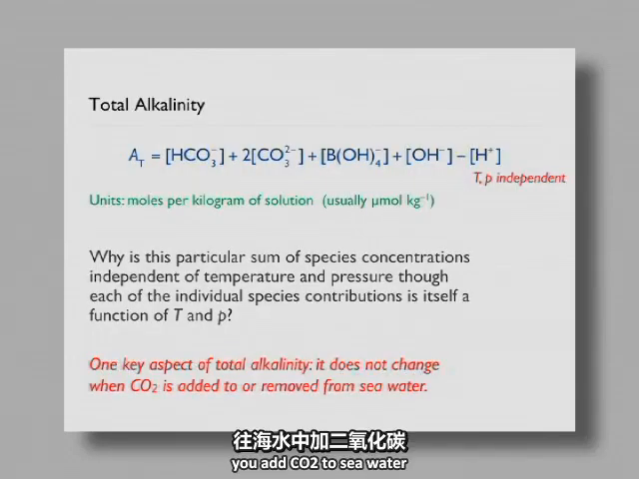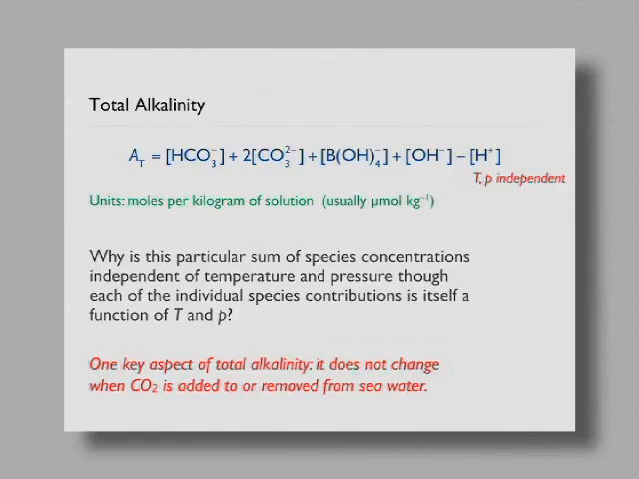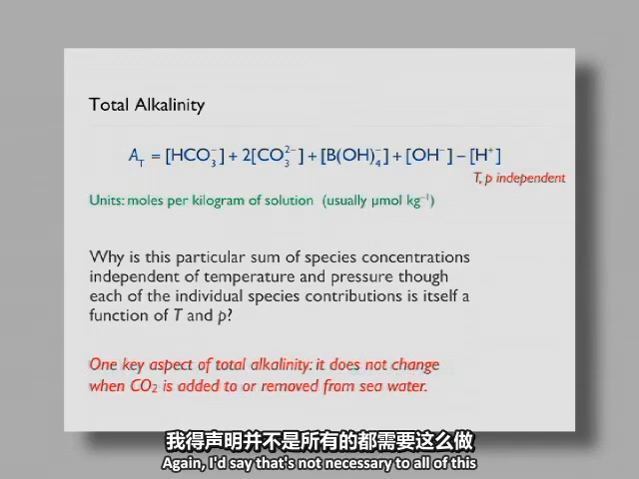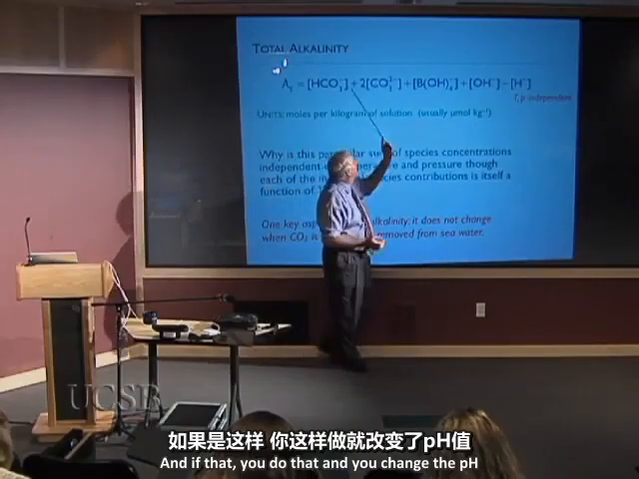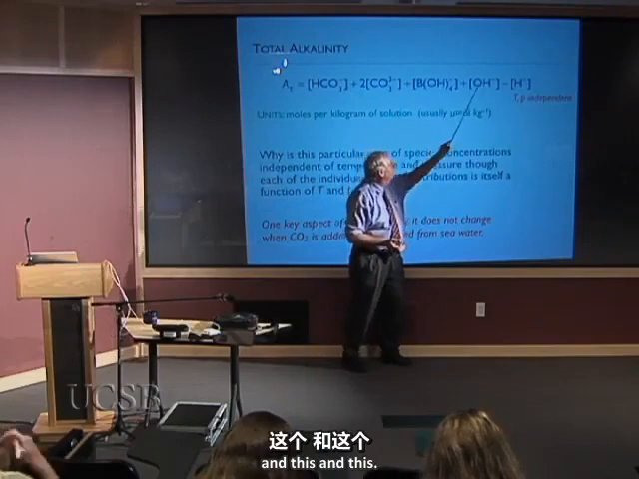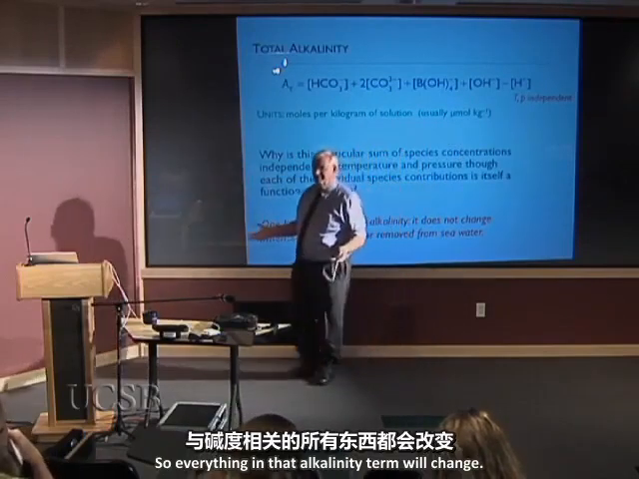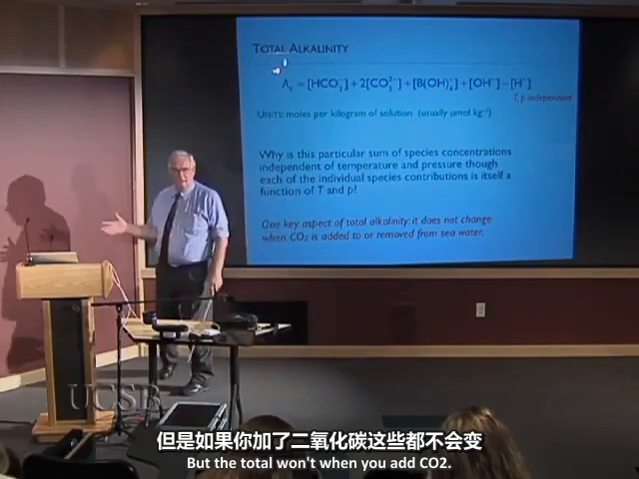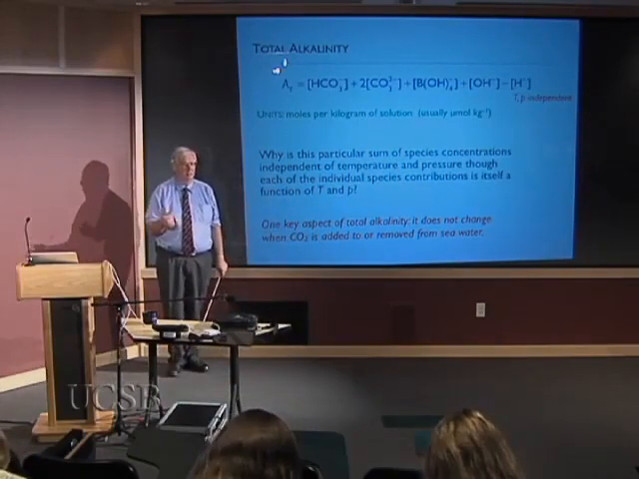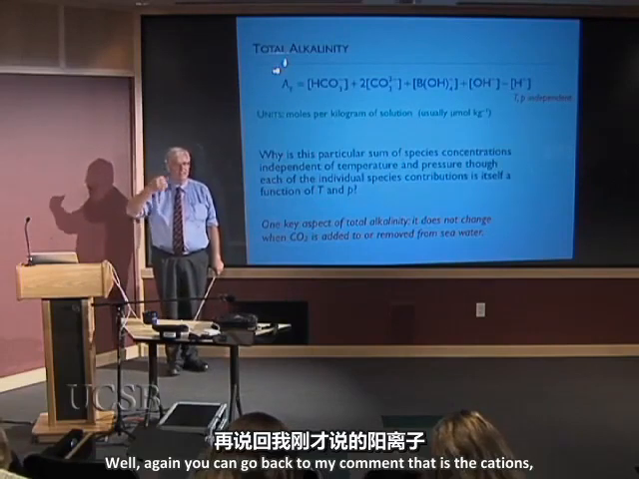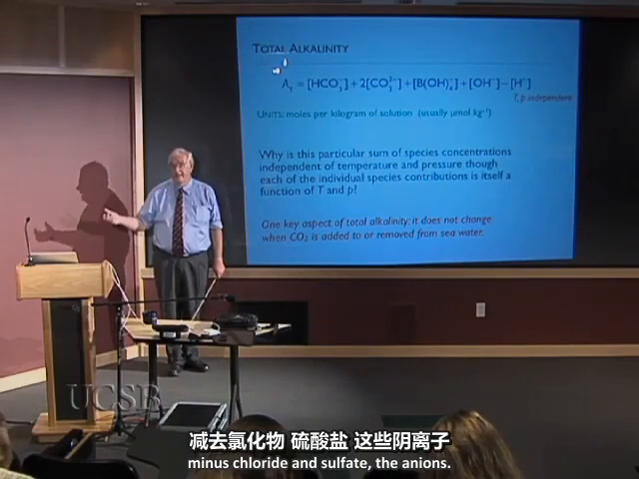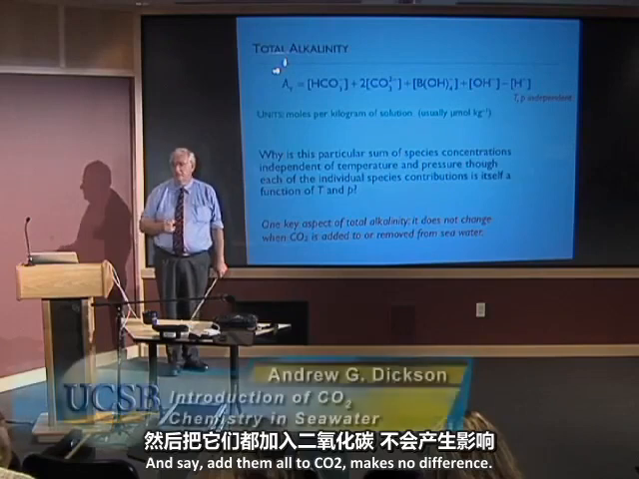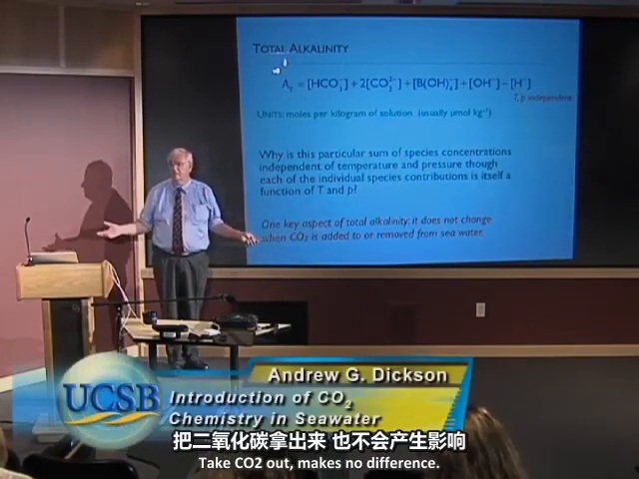If you add CO2 to seawater, you do not change the alkalinity. Again, I'd say that that's not necessarily obvious, because you will change the bicarbonate and carbonate. We saw that. And if you do that, you change the pH, which will change this and this and this. So everything in that alkalinity term will change, but the total won't when you add CO2. Well, again, you can go back to my comment that it's the cations, sodium, magnesium, potassium, calcium, minus chloride, sulfate, the anions, and say, add more CO2, makes no difference. Take CO2 out, makes no difference.